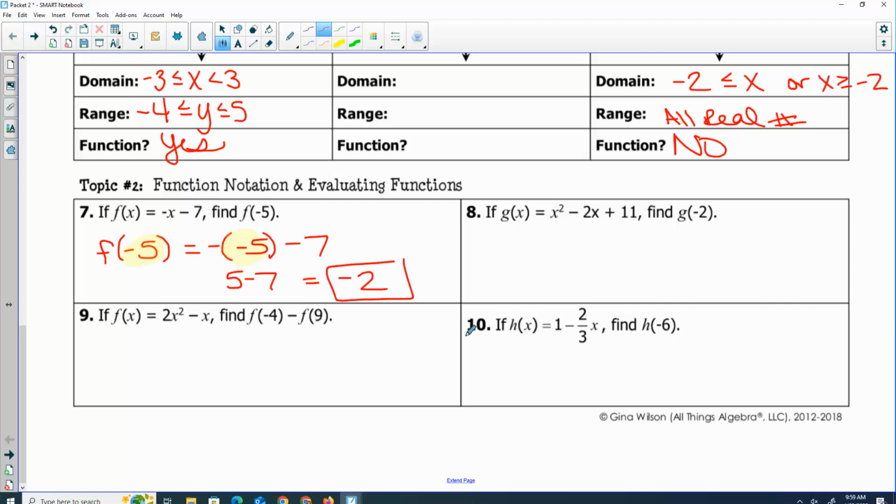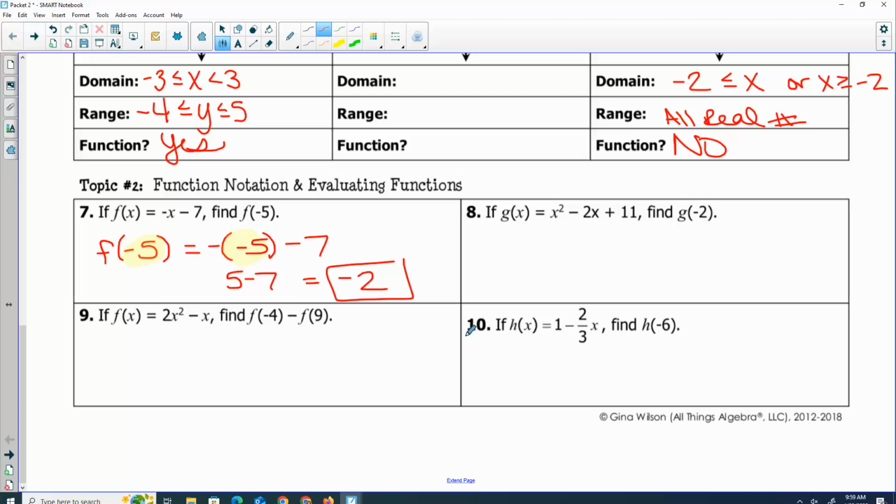You can also use your calculator on those at any time. So you just have to know on those, when I give you that function notation, you are replacing your x with this. Alright.